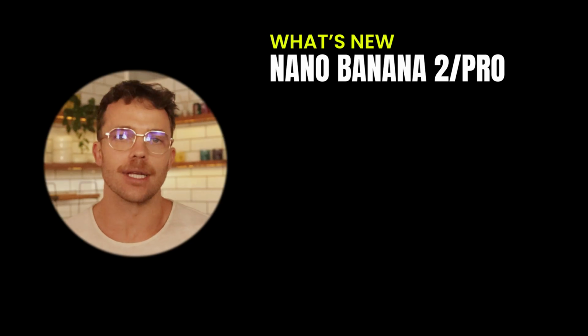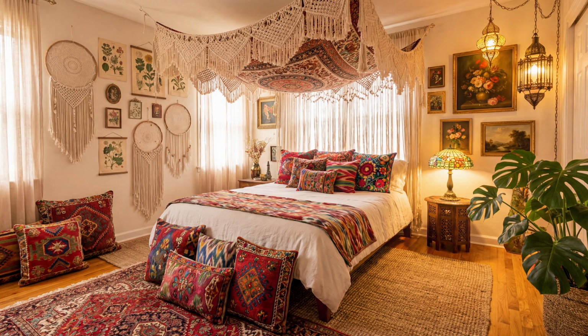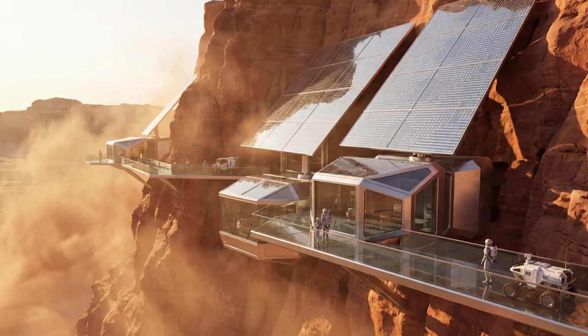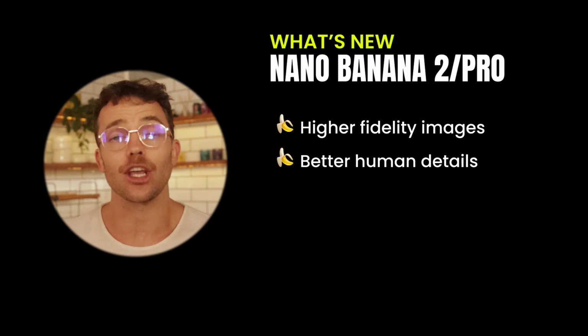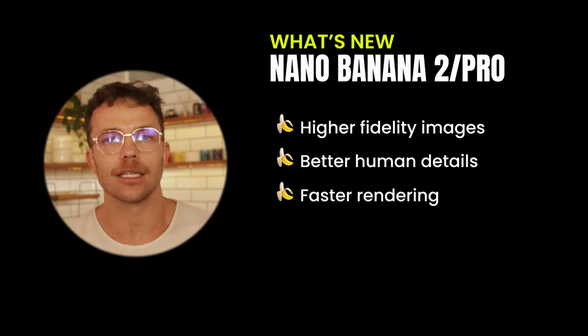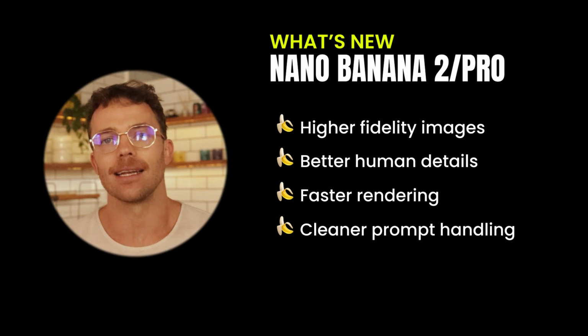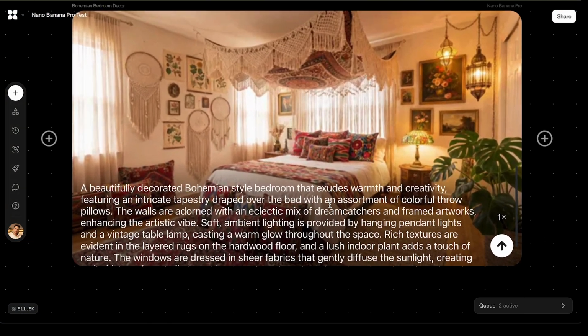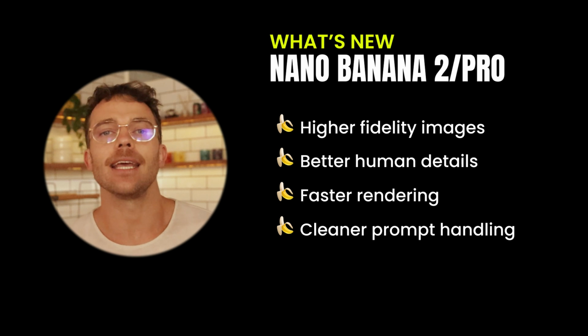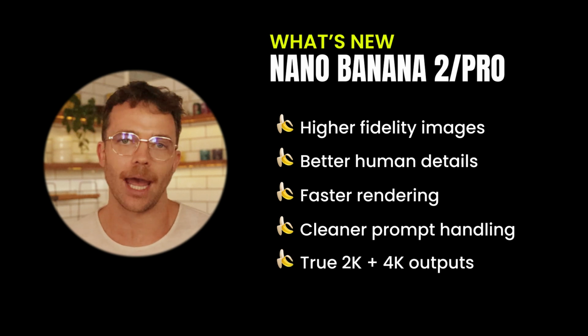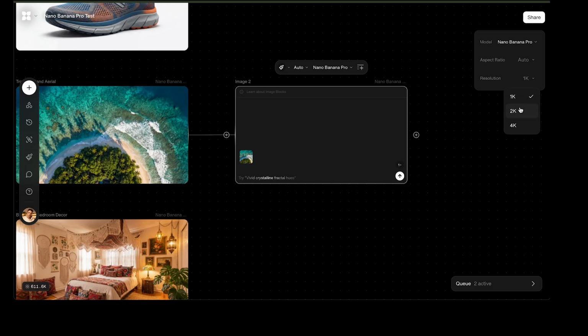So what's new in Nano Banana? Nano Banana Pro is a surprisingly big upgrade. You get higher fidelity images, so much sharper textures, better lighting, and cleaner edges. You get much better humans, so faces, hands, anatomy, all are noticeably improved. You get faster rendering, so it's lightweight, responsive, and efficient. And you get cleaner prompt handling, especially with longer prompts and complex scenes. Most importantly, you get true 2K and 4K outputs, which is a really big deal.